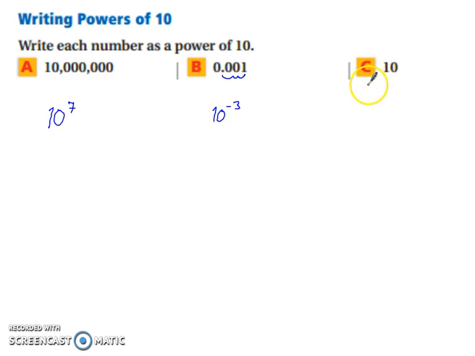Let's look at C. It just says 10. The decimal point is 1 place to the right of 1. So therefore the exponent has to be 1. Well, 10 to the 1 is 10, just like 5 to the 1 is 5.